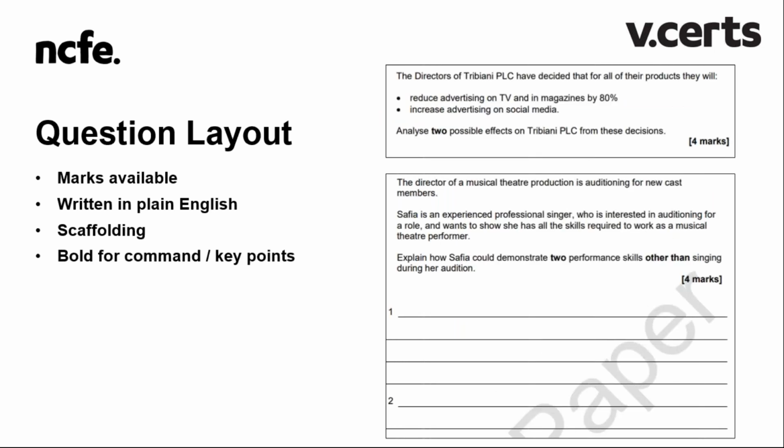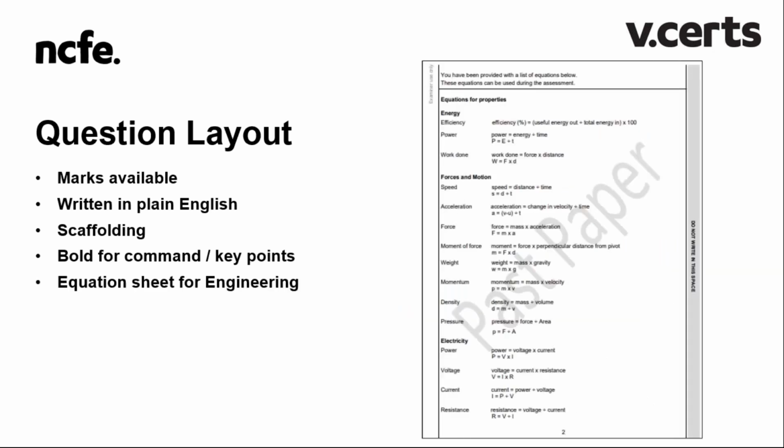Bolding as well, putting certain aspects in bold, is used to highlight important aspects, such as how many points are required. Do they just need to mention one key point or 2 key points, or any other sort of important bits that could easily be missed, like the performance skills questions, which is asking for 2 skills and other than singing. So that "other than" aspect is in bold to make sure that isn't missed. And for engineering, the equation sheet is included with the assessment paper.